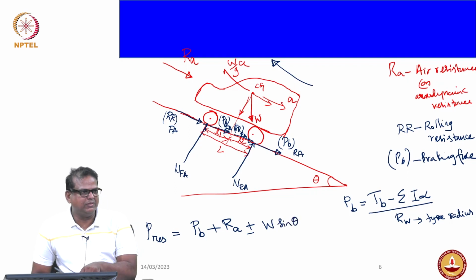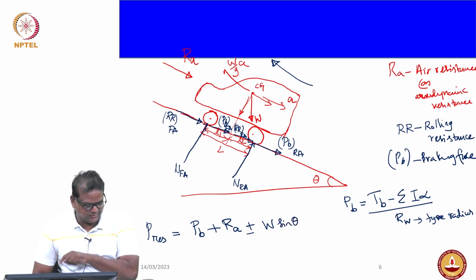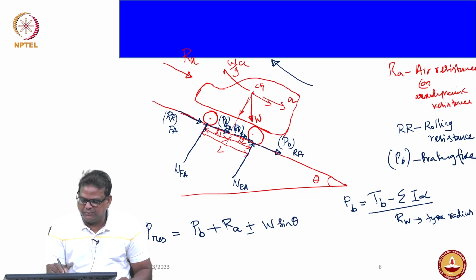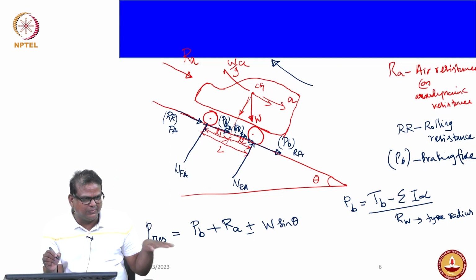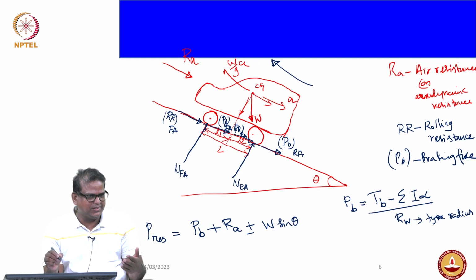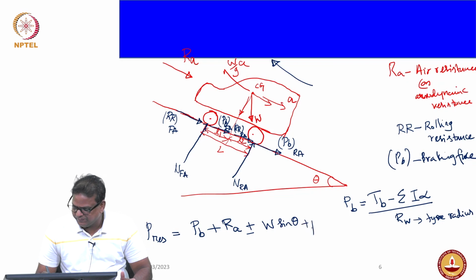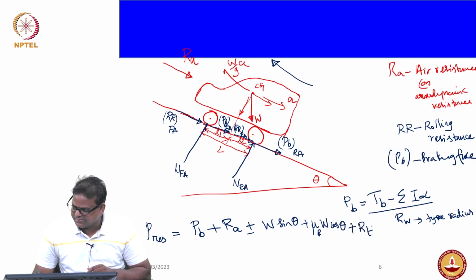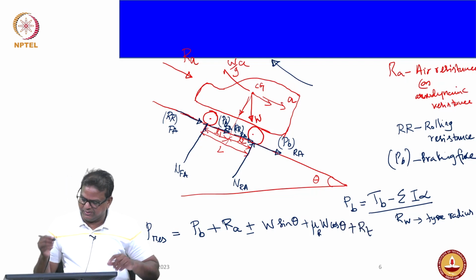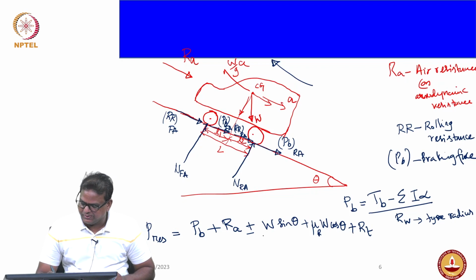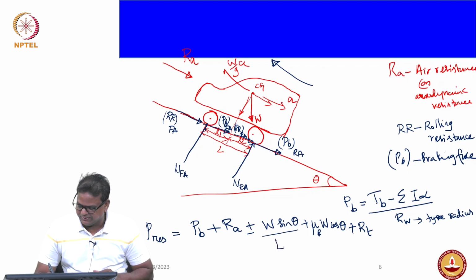Remember, I have given the plus or minus. I will tell you what the plus or minus means. Normally you have two components. One component will act as a gradient. The other component will interact with the ground, which is related to your rolling resistance, mu r W cos theta, plus RT is your rolling resistance. Now I will explain that again. This is your gradient, W sin theta is the gradient.